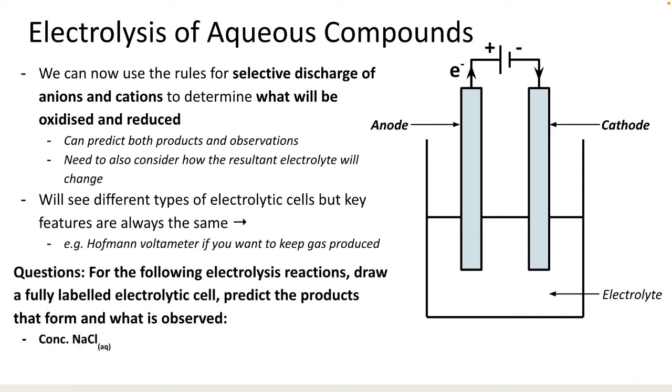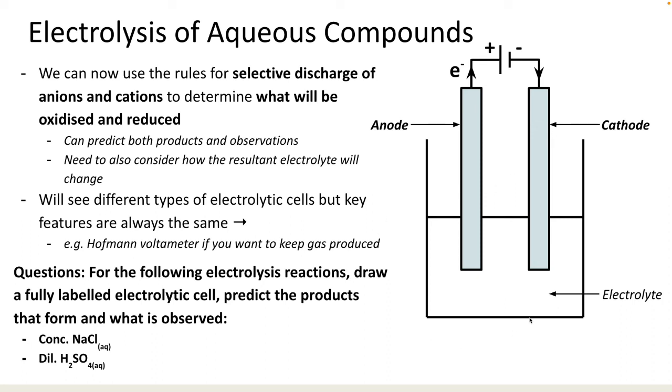All right, here we go. We'll get to the question. For the following electrolysis reactions, draw a fully labeled electrolytic cell, predict the products that form, and what will be observed. So we have concentrated sodium chloride and dilute sulfuric acid. Pause, do all that, and we'll check it now.